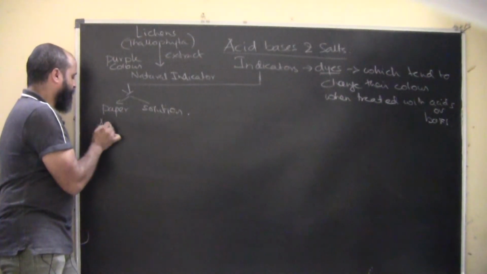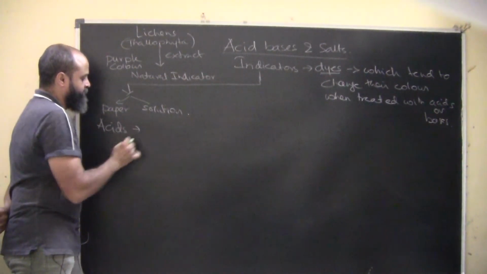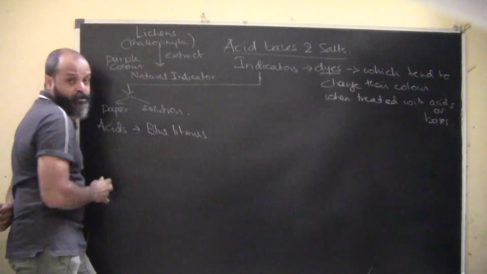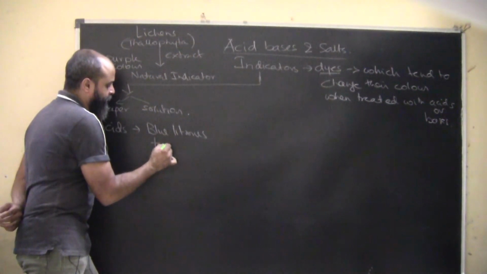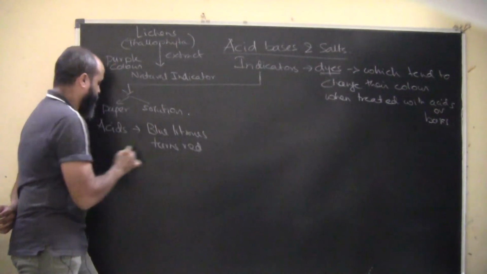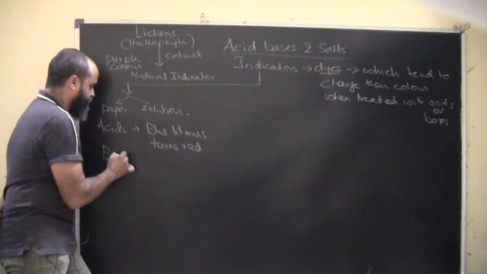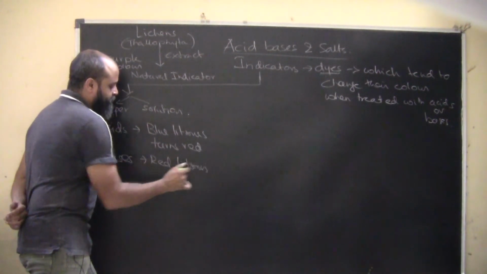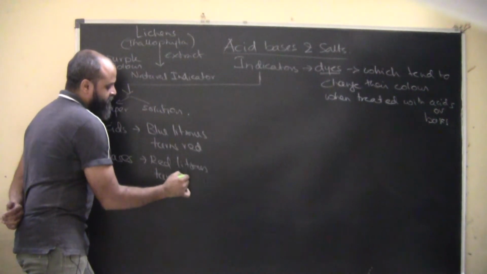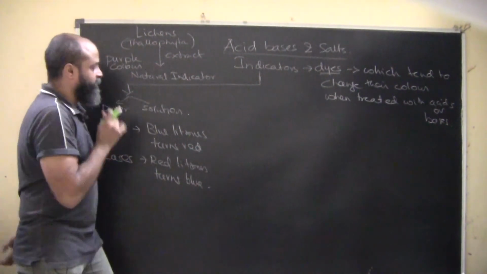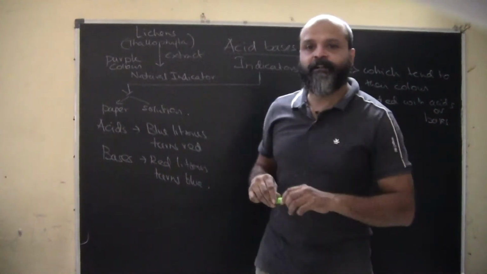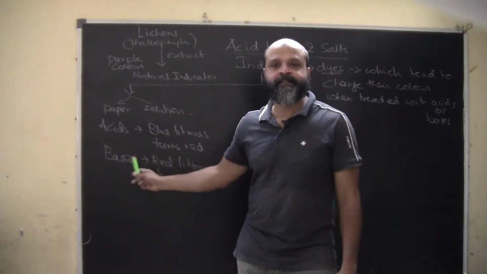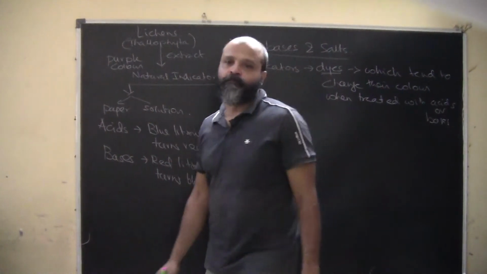So if we treat litmus with acids, what happens? Blue litmus, whether solution or paper, turns red. And if we treat with bases, red litmus turns blue, okay. So if we treat litmus with acids, the blue litmus will turn red, and if we treat with bases, the red litmus will turn blue, okay.